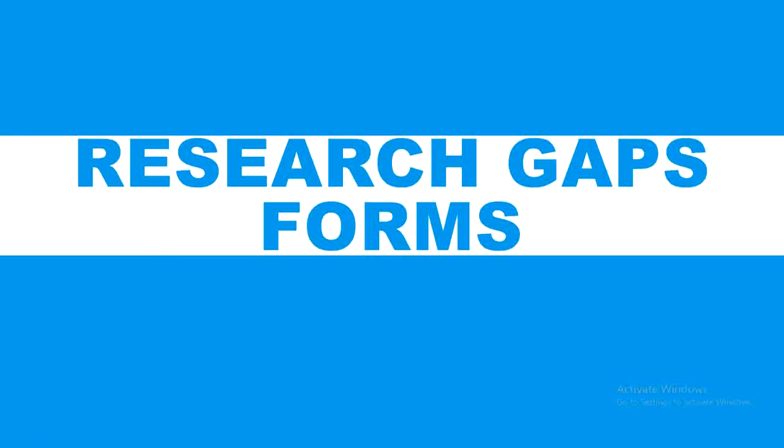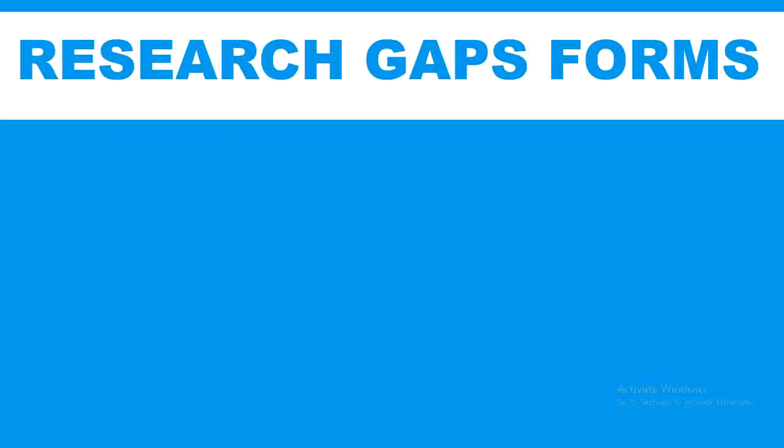Which is research gap forms. Yes, research gaps have different kinds and different forms which most people don't know. Let's learn what those forms and kinds are. Number one research gap form is variables. Yes, your research gap can be in the form of a variable. It can be one variable, two variables, three variables, a mediator, a moderator, or factors of variables which previous studies have not studied or failed to study.